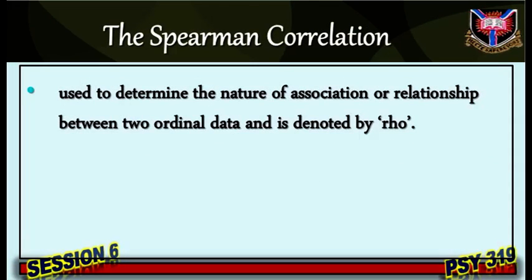The Spearman correlation. Another type of correlation coefficient that is used to determine the nature of association or relationship between two ordinal data is called Spearman rank order correlation coefficient, denoted by rho. When actual values of the variables given are not available, the data may be ranked from 1 to n in order of size, importance, etc. And this statistical technique can be used to determine the coefficient.